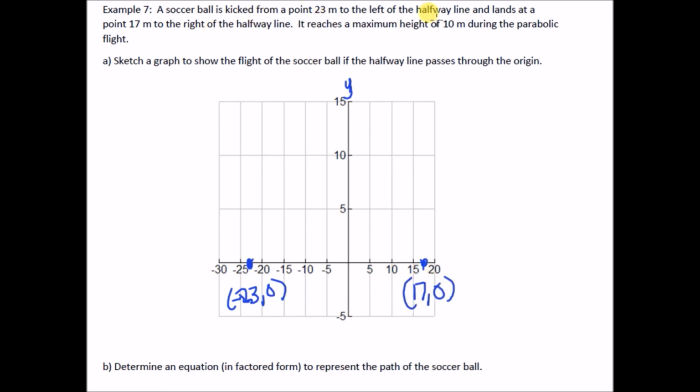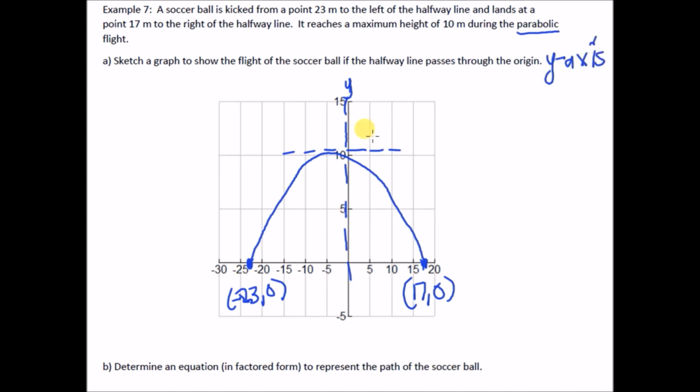Okay. It reaches the max height of 10 during the parabolic flight. So it's going to go up and then down. And the max is going to be 10. So it's going to be somewhere here. I just don't know the halfway point. Okay, sketch a graph to show the flight of the soccer ball if the halfway line passes through the origin. So yeah, the halfway line is here, which is like the y-axis.